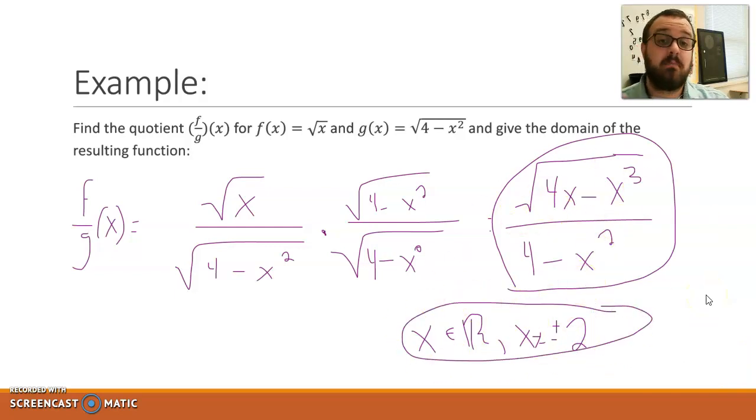Okay, so combining functions this way, adding, subtracting, multiplying, dividing, basically the same as you would do in numbers. Just have to think about some of the little simplifying things that can happen after you do that.